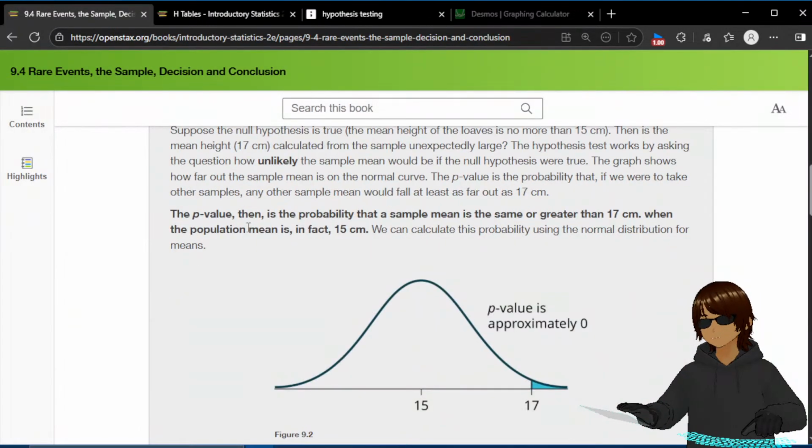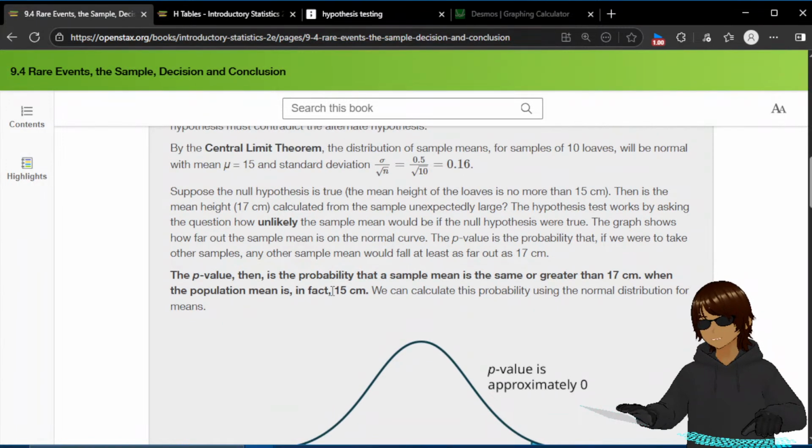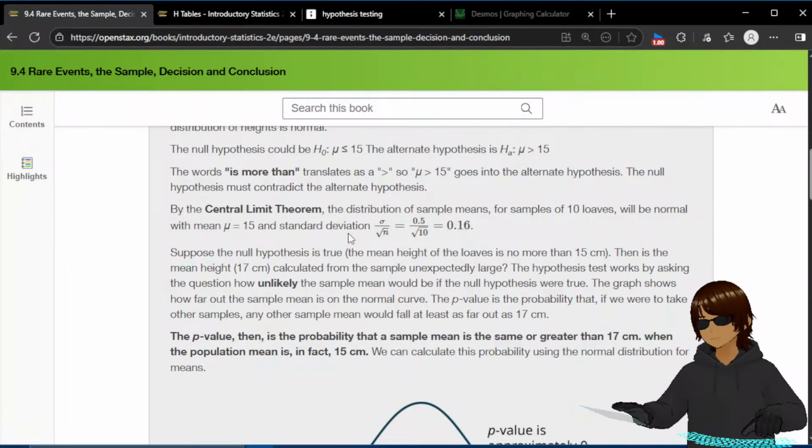The p-value then is the probability that a sample mean is the same or greater than 17 centimeters, if the population mean is in fact 15 centimeters. We can calculate this probability using the normal distribution for means. How many standard deviations away is 17 from 15? 17 minus 15 is 2.